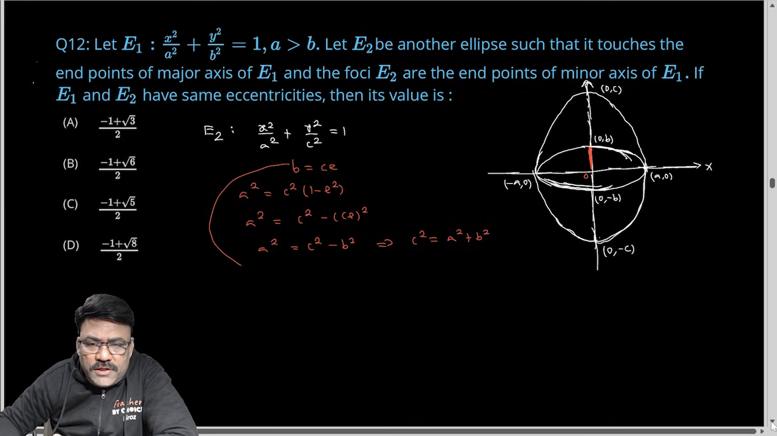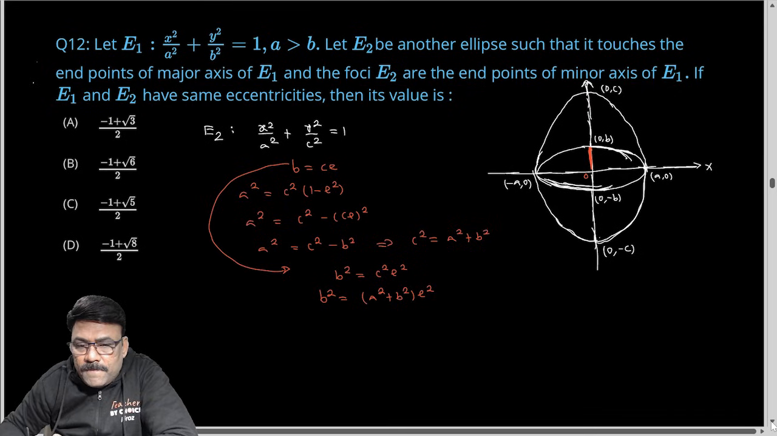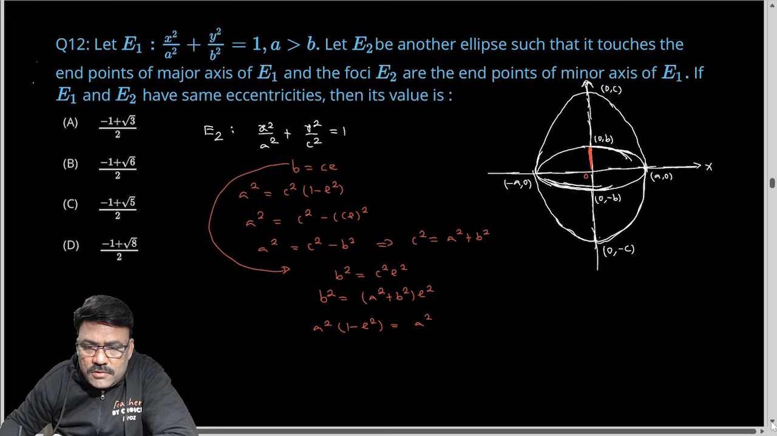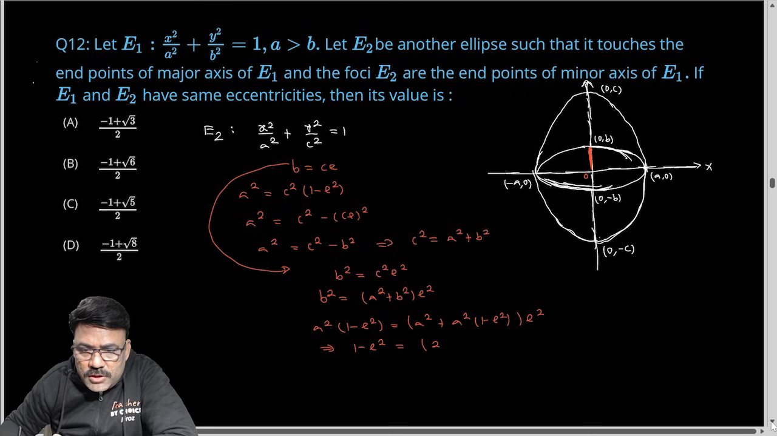Now from this equation, if I do squaring here, B square is C square E square. C square is what? A square plus B square, into E square. Now B square can be written as A square (1 minus E square). So this is A square, and B square is A square (1 minus E square) into E square. So finally I'm getting 1 minus E square here, and here I'm getting (2 minus E square) into E square. So this will finally become E raised to 4 minus 3E square plus 1 equals 0.